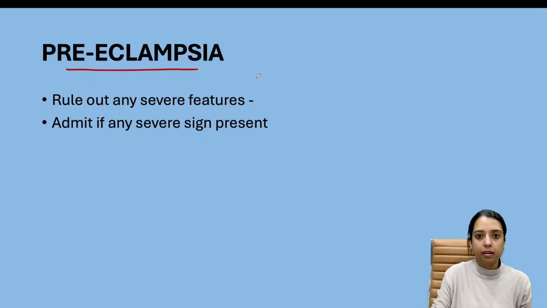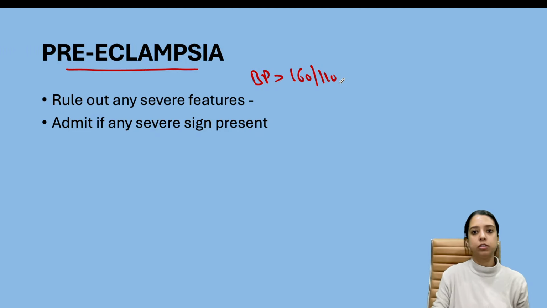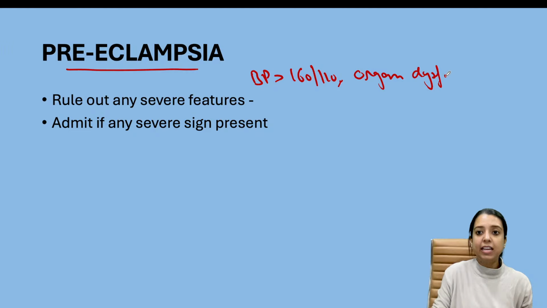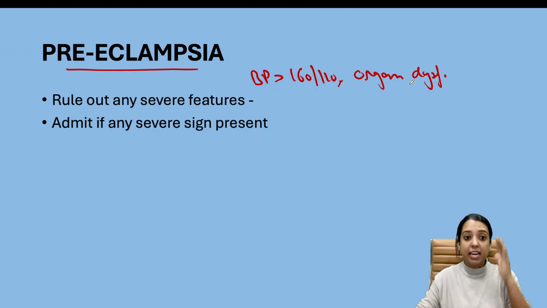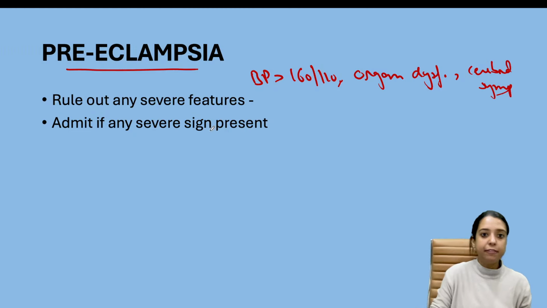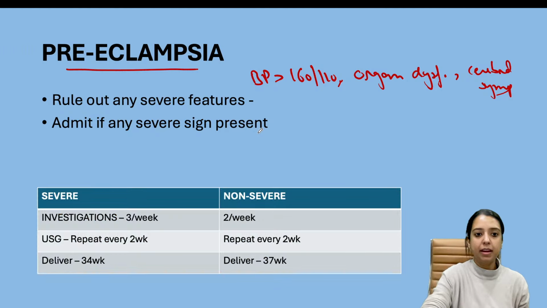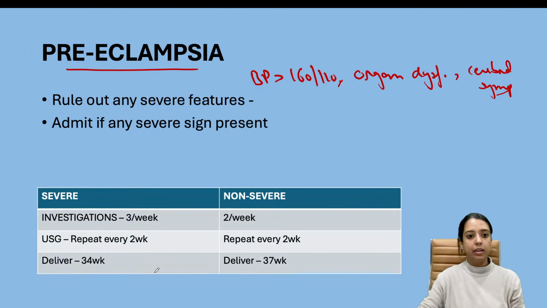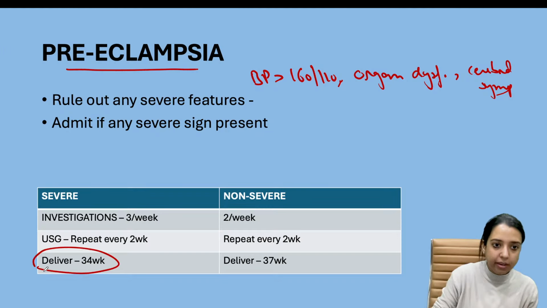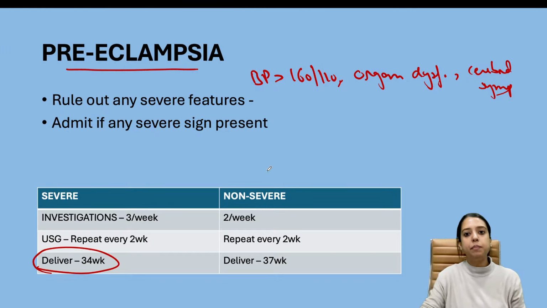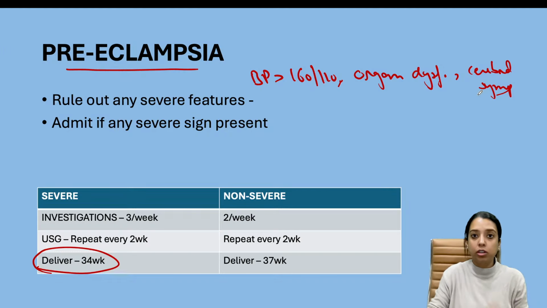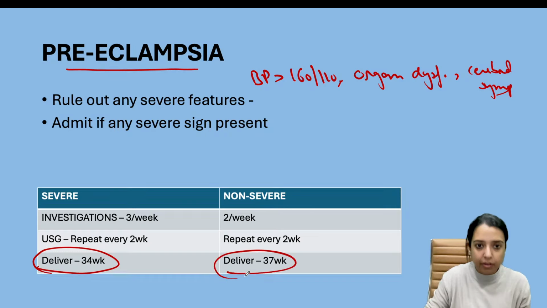What is severe preeclampsia? BP more than 160/110 first, and again organ dysfunction. So if liver deranged, kidney deranged, cerebral symptoms are present, it is severe. So admit if any severe sign are present. So any severe preeclampsia has to be admitted. When do you deliver? Severe preeclampsia delivered at 34 weeks, whereas non-severe means BP is less than 160/110, no organ dysfunction, no cerebral symptoms, deliver at 37 weeks. Okay? So 34 weeks, 37 weeks.